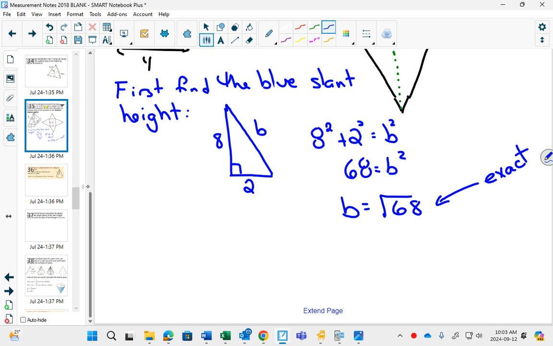When you can't simplify something, that's an exact number. In mathematics, we're going to start leaving things as exact numbers because they don't cause us the problems that rounding does. Okay? If I go to my calculator and see how close to 8 it is, it's 8.246.